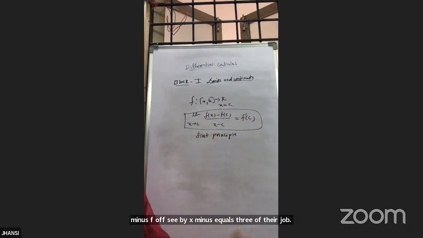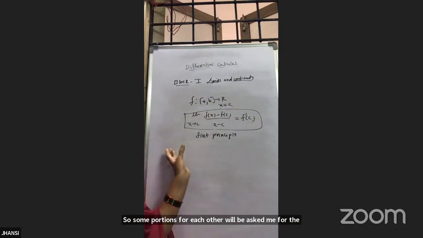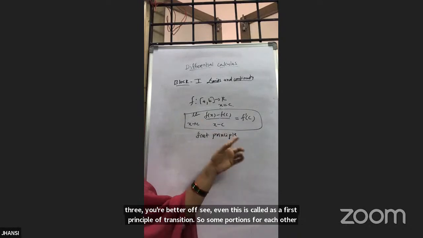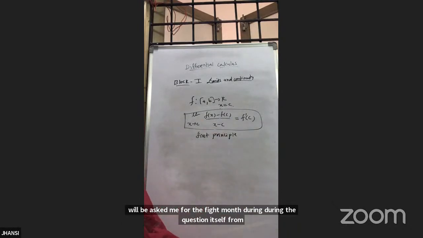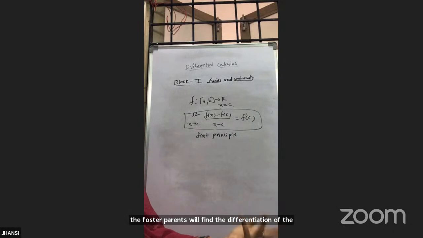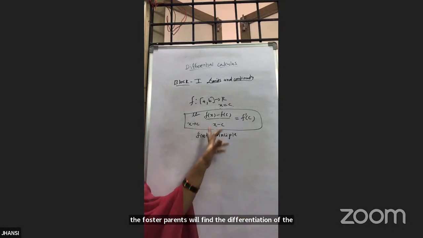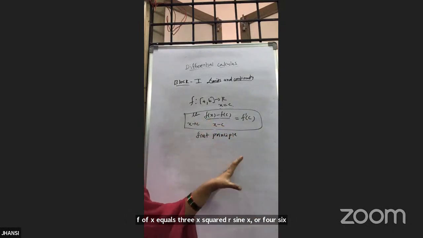Some questions that are asked for 5 marks will say in the question itself: from the first principle, find the differentiation of f of x equals x square, or sin x, or cos x, like that they will ask. So from this you will get the 5 marks question.